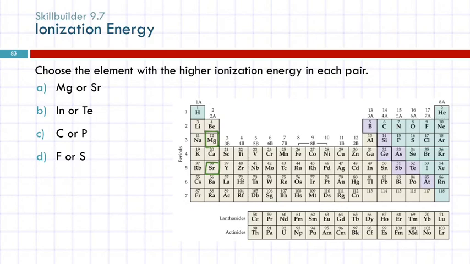Yeah, so I asked the wrong question. So magnesium has the higher ionization energy. It's going to be harder to pull one off of magnesium. Magnesium is smaller.